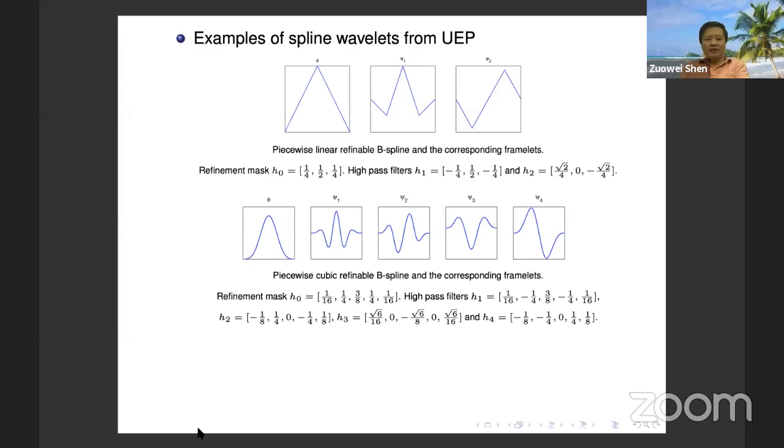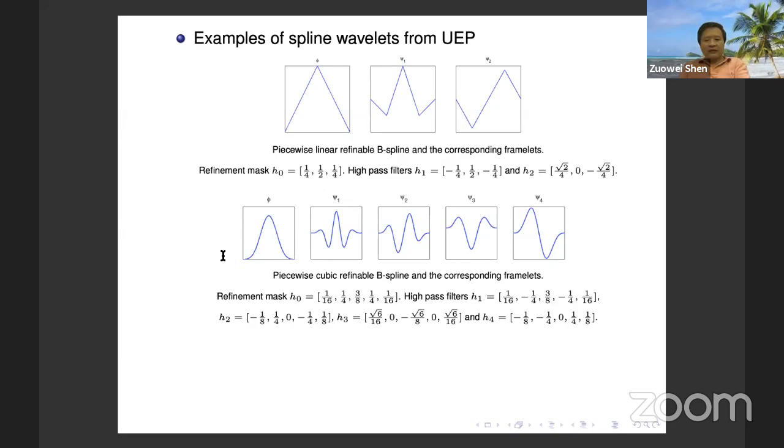You can use the B-spline to construct a compactly supported B-spline tight frame. This is our refinable function phi. It's piecewise linear, with phi at 0 equal to 1, and at minus 1 and 1 equal to 0. That's the piecewise linear spline, which is refinable. And you can generate 2 wavelets. The dilations and translations of these 2 wavelets together form the tight frame in L2.